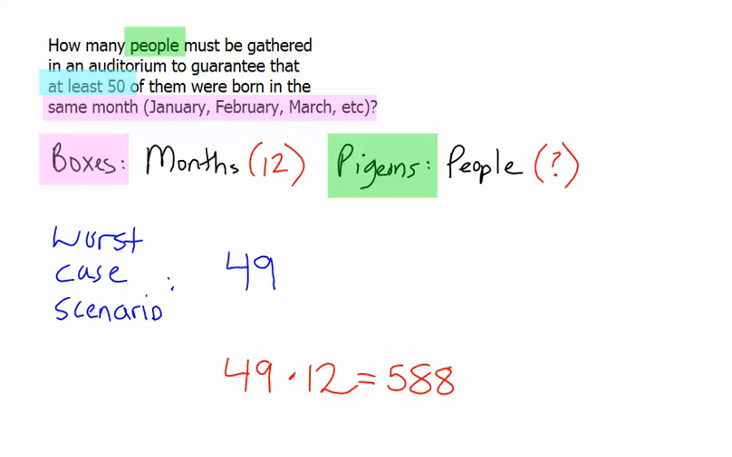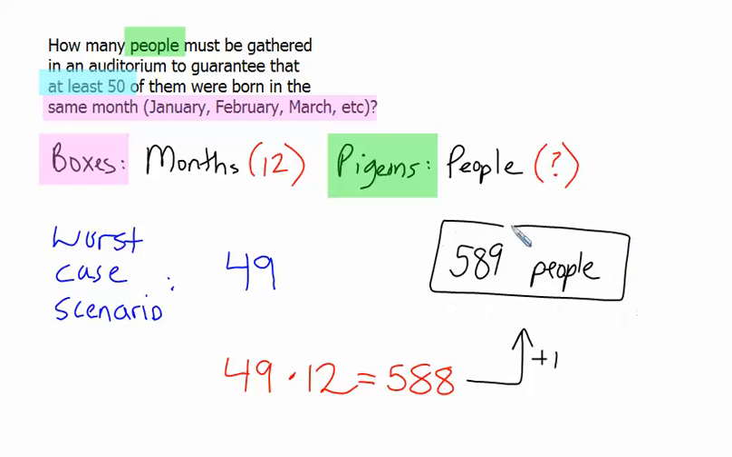We multiply it by the number of months, which is 12, and that's how many people could be in the room and yet still have this question be false. With even one more person added to the mix, we now guarantee that the question is true. So the answer to this problem is 589 people gathered in the auditorium would guarantee at least 50 were born in the same month. This is the process you would always use when the total number of pigeons is unknown.